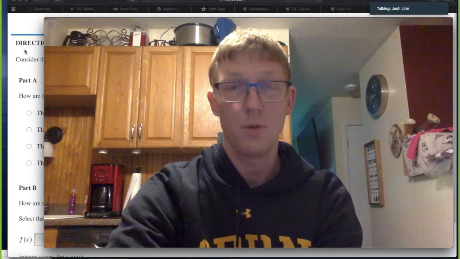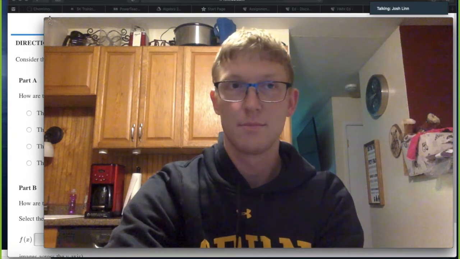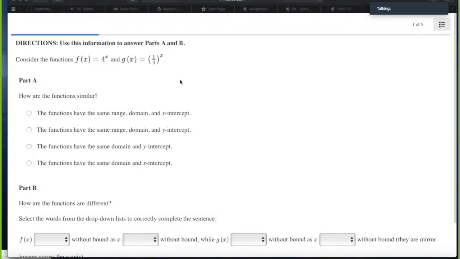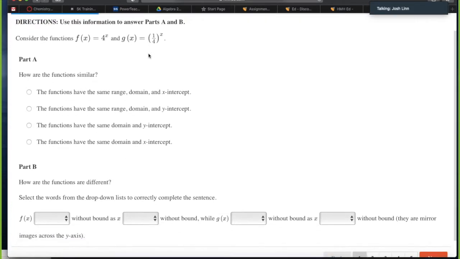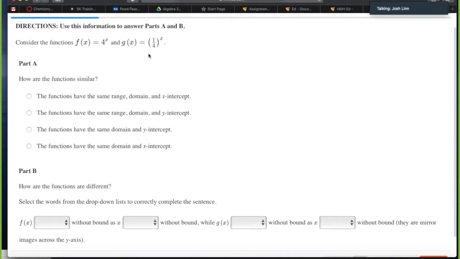8.1, check on learning. So here we are on our first problem. Most of these problems are just going through the characteristics of exponential growth and decay functions. So here we go. It says consider the function 4 to the power of x and 1 over 4 to the power of x. I'm just going to write it on the screen just in case we need it.